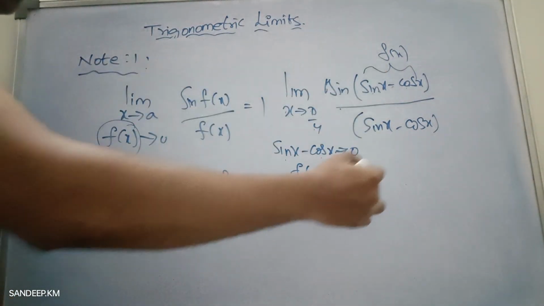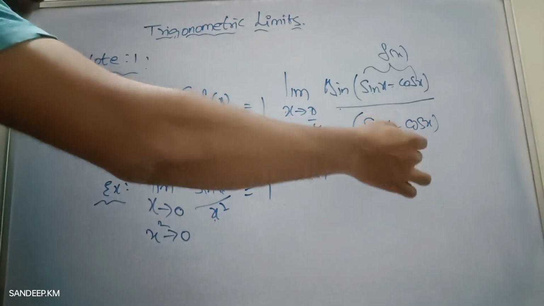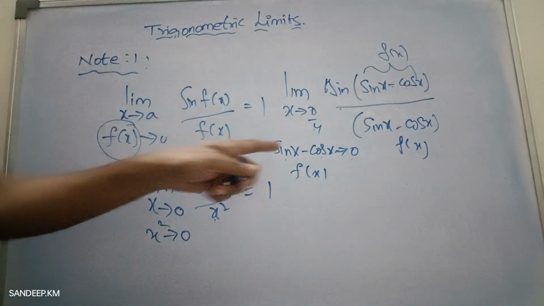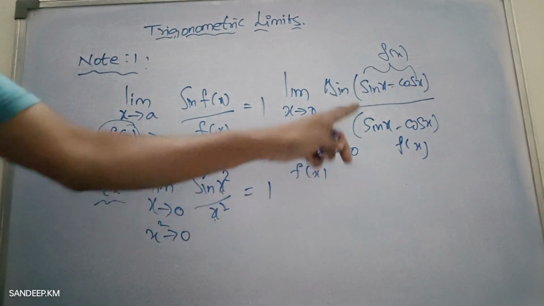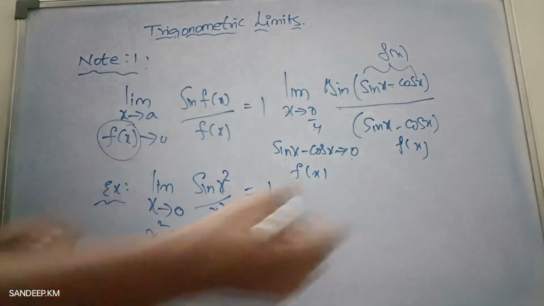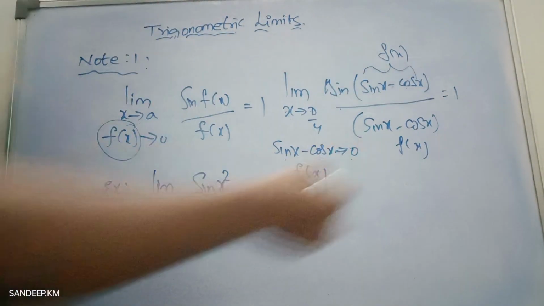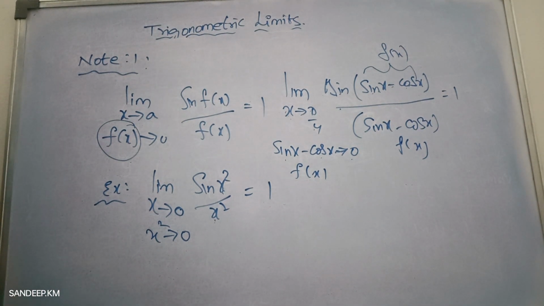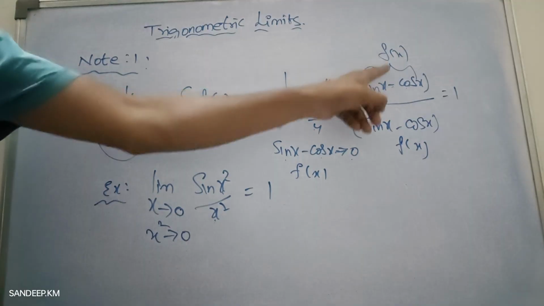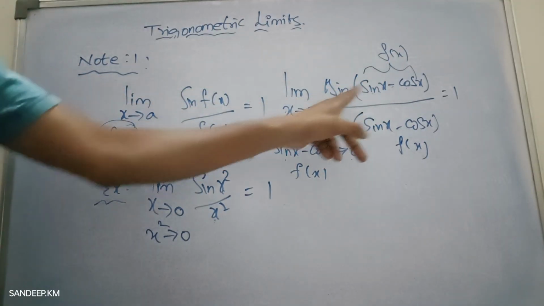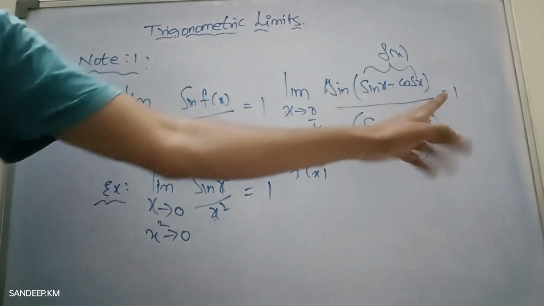So what happens to the question? It becomes sin f(x) divided by f(x). When x is approaching pi by 4, f(x) is approaching 0. So what is the value of sin f(x) by f(x)? It is equal to 1. So when x is approaching pi by 4, f(x) is approaching 0, so sin f(x) divided by f(x) will be equal to 1.